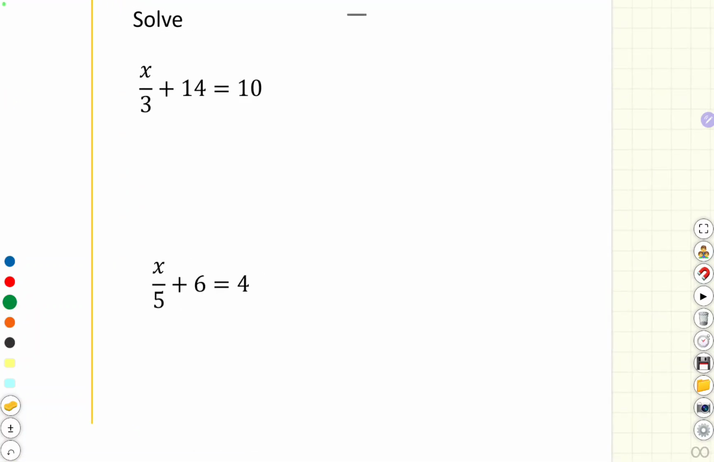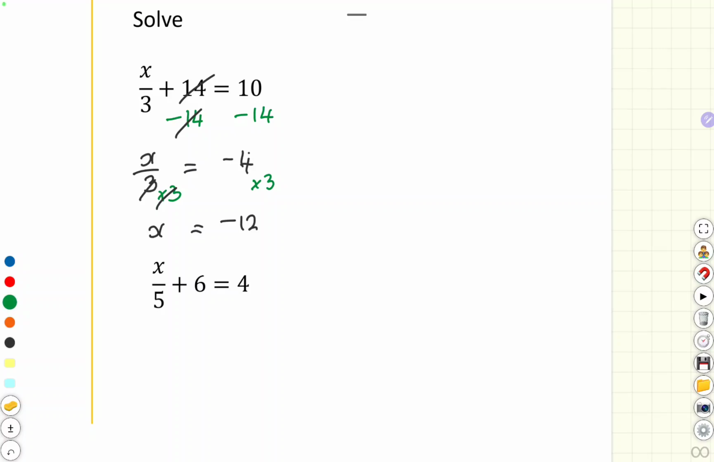Okay, let's have a look at these answers. So minus 14 from both sides first. And that's going to cancel with there. So I've now got x over 3 equals minus 4. And then multiply both sides by 3. Now, minus 4 times 3, so x equals minus 12.